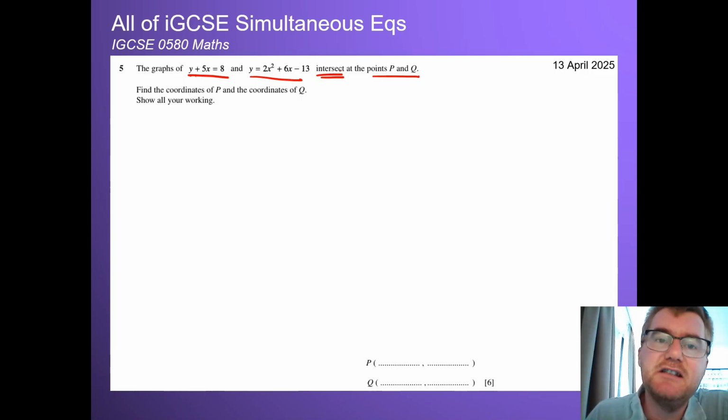Again, this word intersect is really important. It's the same thing here. We want to make the equations equal to each other. So that's what I'm looking for here.